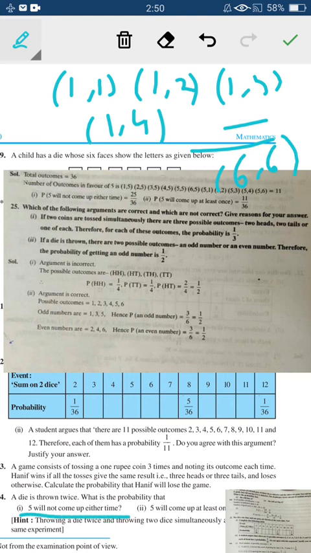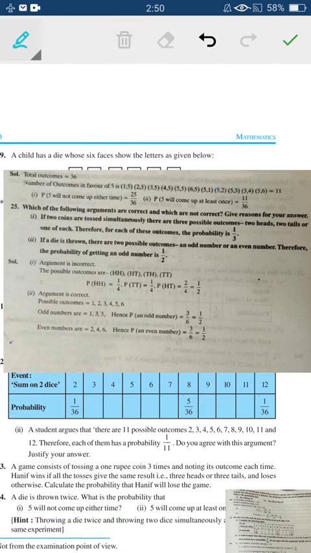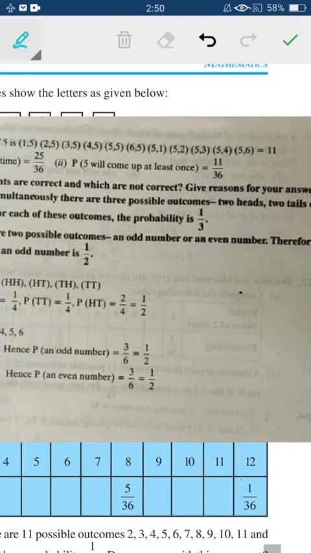5 will not come up either time. What do you mean by this? 5 will not come up either time. Either time means neither on first number, neither on second number, right? So how we will write this? See here, we will write the sample space or favorable outcomes which contains 5. I am repeating this line. Please listen. I will write the favorable outcomes as numbers which contain 5, either on first position, either on second position, or both.